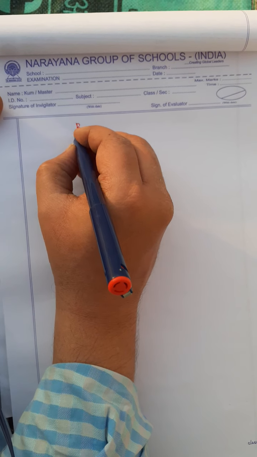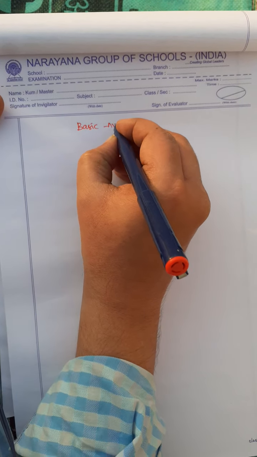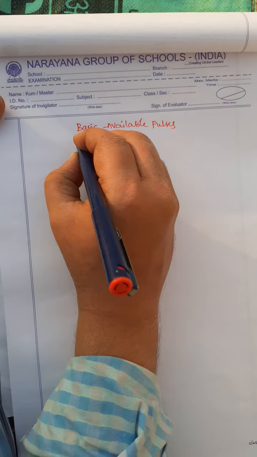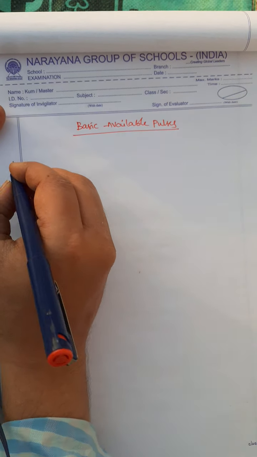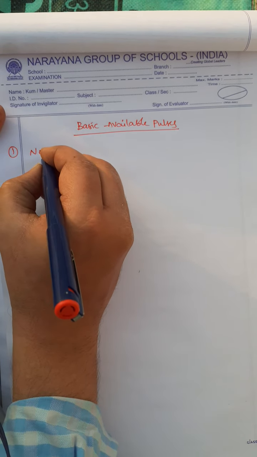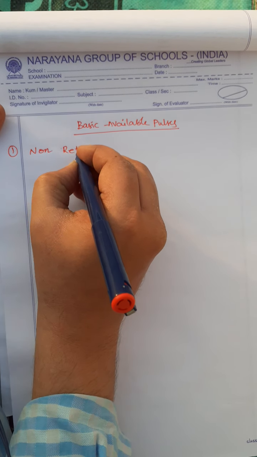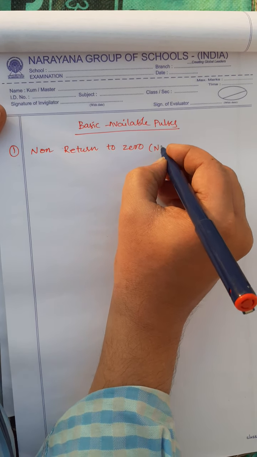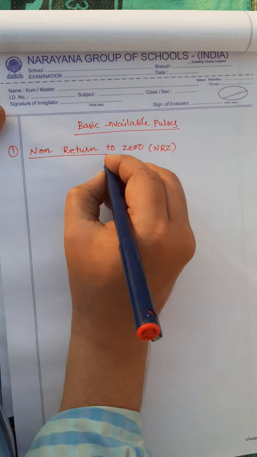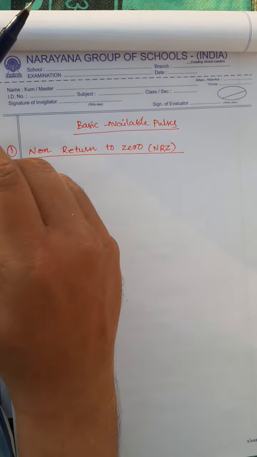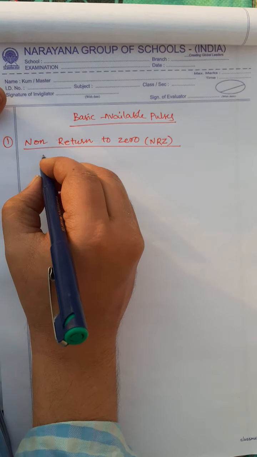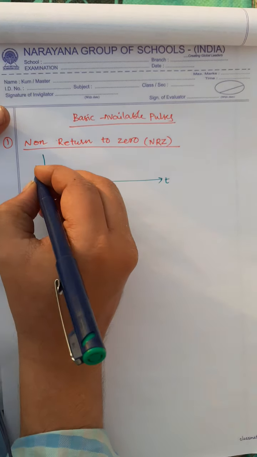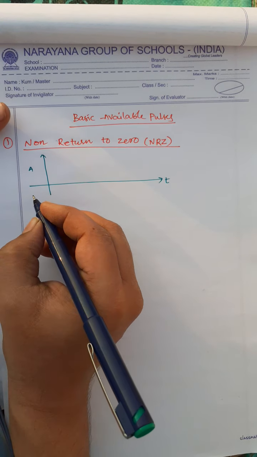Here are the basic available pulses. The first pulse is non return to zero, NRZ. For this non return to zero pulse, see here, this is my x axis, time, and the y axis, amplitude levels.